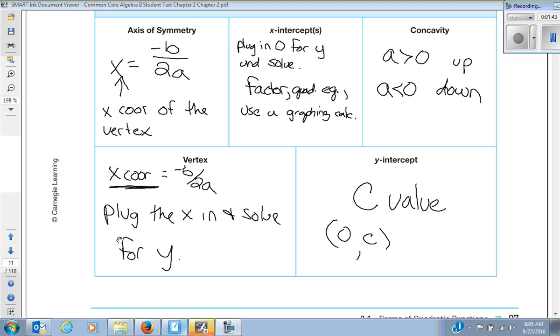Squared. Okay. And then it wouldn't be quadratic.